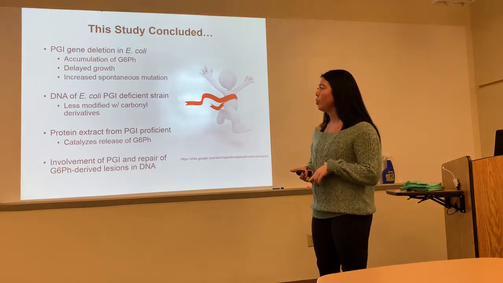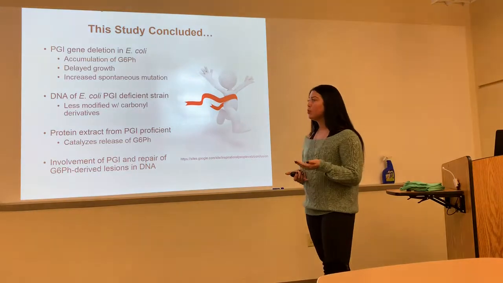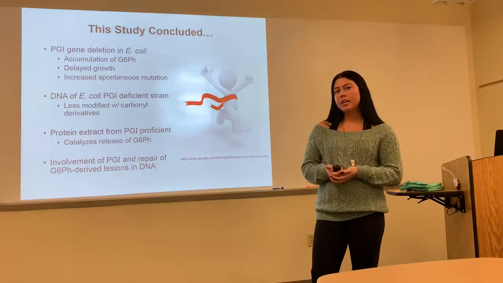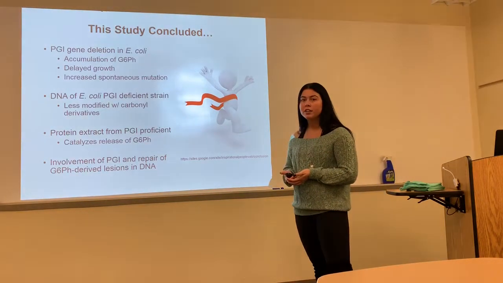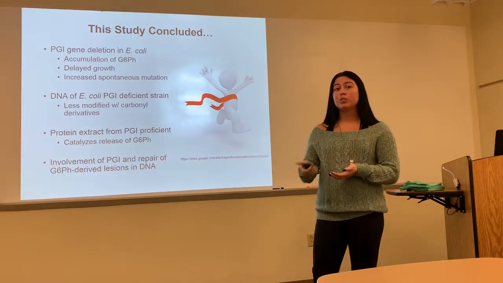The DNA of the E. coli PGI deficient strain, so no PGI was present, was less modified with carbonyl derivatives. They did not expect to see this result. They actually expected it to be more modified, so that was really interesting to see, that they weren't always correct with their hypothesis.